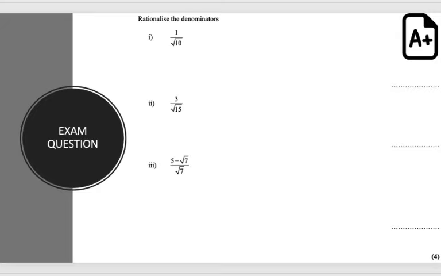Well, here I've got 3 final questions, and this was actually taken from a past paper where it was worth a total of 4 marks, and it is simply just rehearsing your ability to rationalise the denominator. I'll give you 5 minutes, have a quick go at each of these, and we'll touch base in 5 minutes time to see how well you've done.